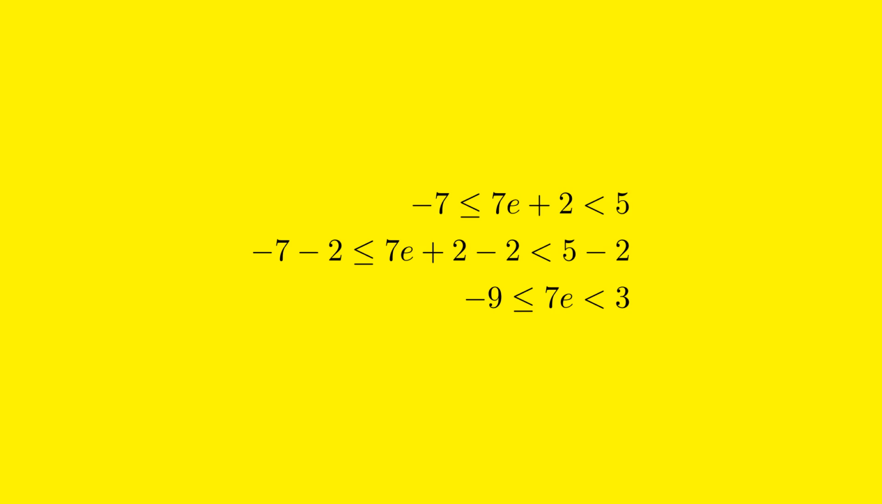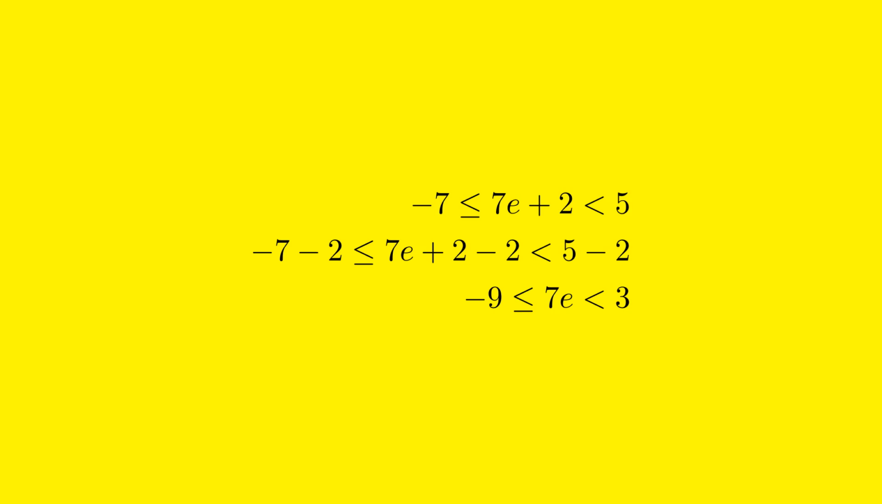First, we can simplify the expression by dealing with the constant term +2 in the middle segment of the compound inequality. We want to eliminate this constant term by subtracting 2 from each part of the inequality. When we subtract 2 from -7, it becomes -9, because -7 - 2 equals -9. When we subtract 2 from the middle part, 7e + 2 - 2, the +2 and -2 cancel each other out, leaving just 7e in the middle.